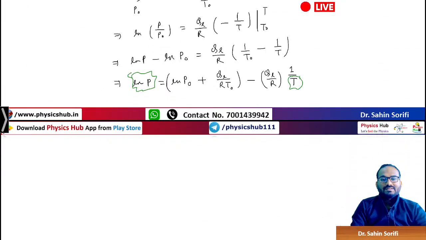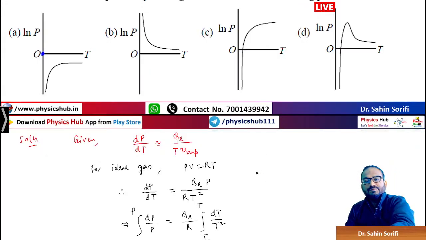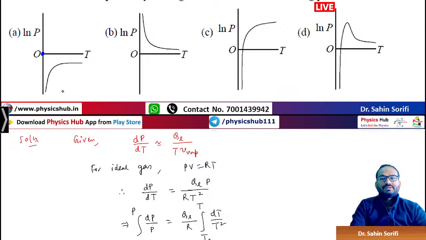So first of all, let's consider the first check as T tends to 0. You see ln P, if you put T equals 0, this part is some positive constant, minus infinity. So we can say it is going towards minus infinity. So look at the options. This is going towards minus infinity. This is going towards plus infinity, so option B is discarded. This is going to negative infinity, this is also going towards negative infinity. So we have just removed one option.